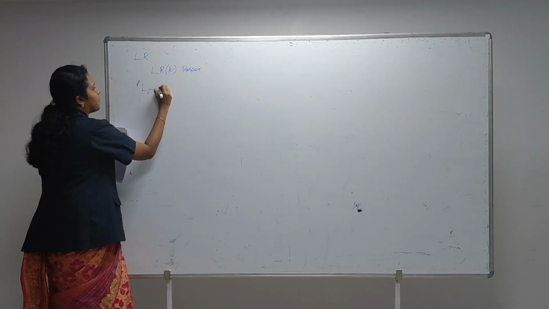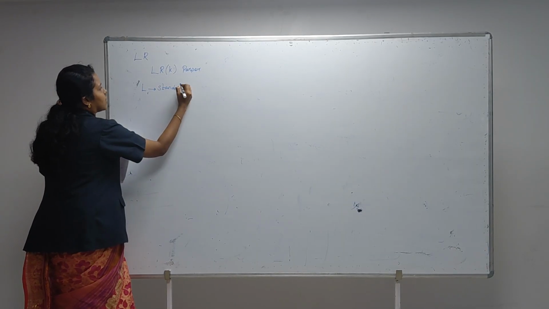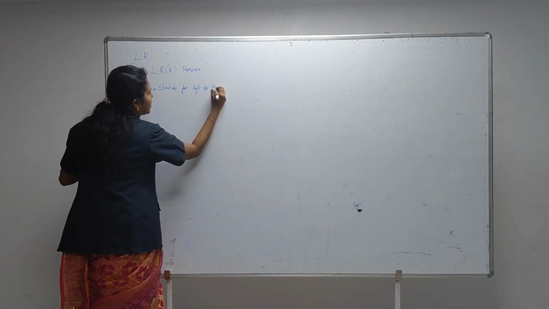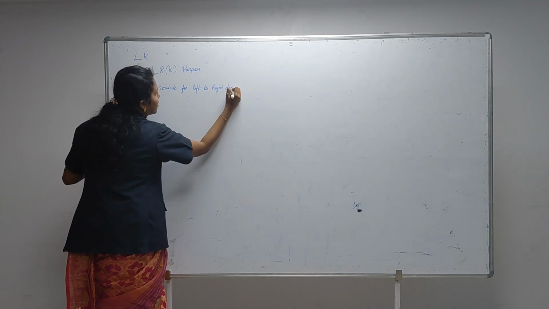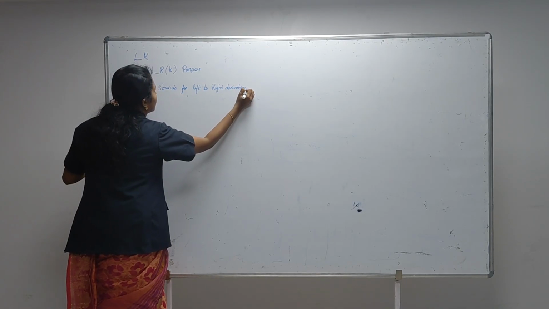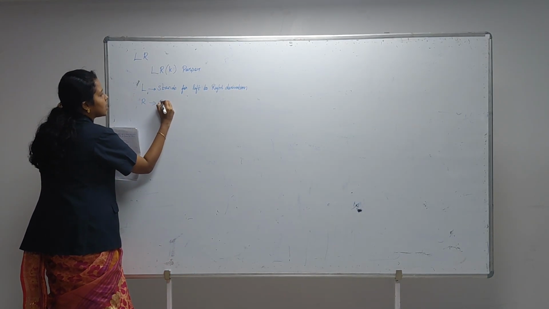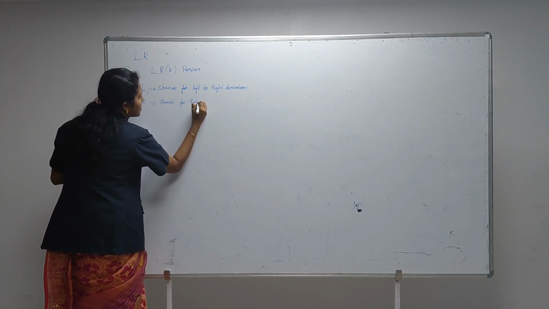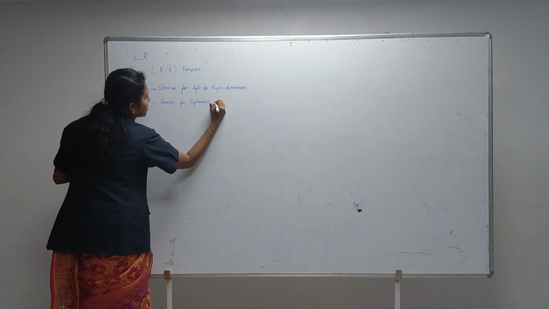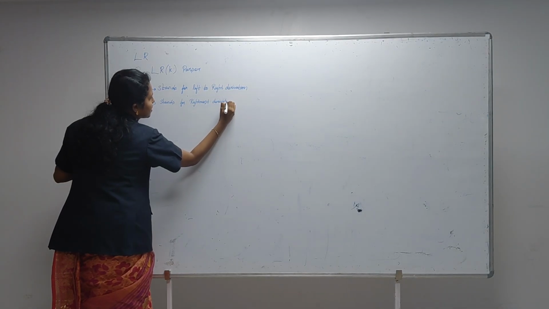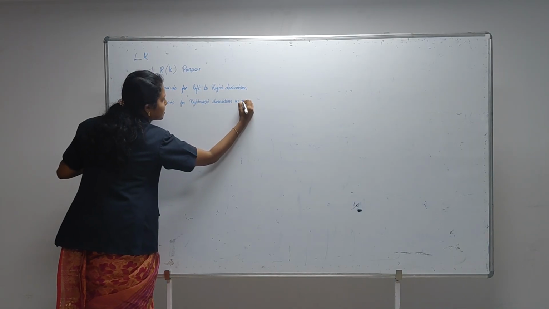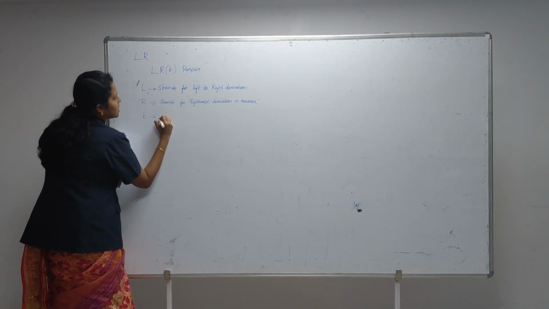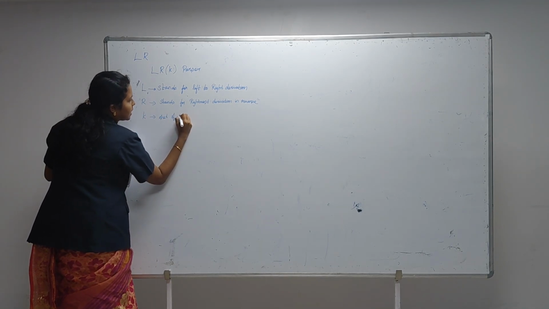So here L stands for left to right derivation. So R stands for rightmost derivation in reverse. So K is the set of input symbols.